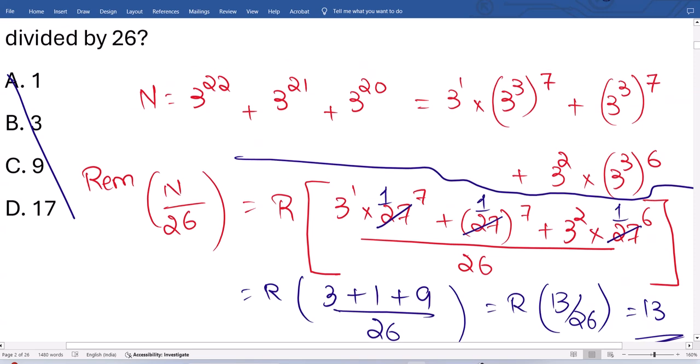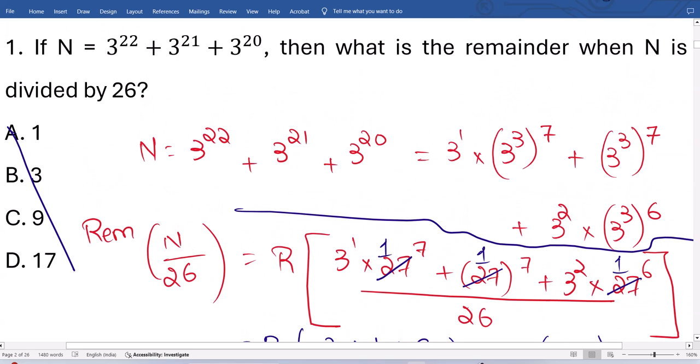What is the target? We have a number: 3 power 22 plus 3 power 21 plus 3 power 20. And what is the remainder when n is divided by 26? Now that number should be divided by 26. 3 power 22, 3 power 21, 3 power 20 is a big number. If you want to solve that question directly, it will take time.